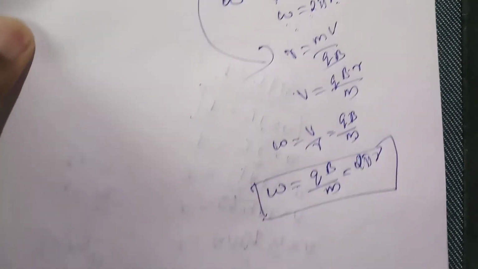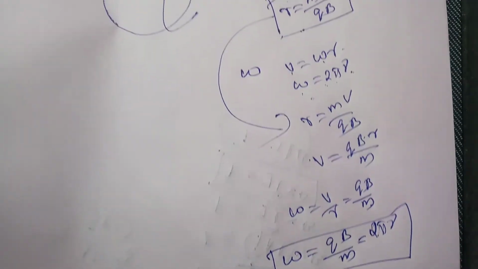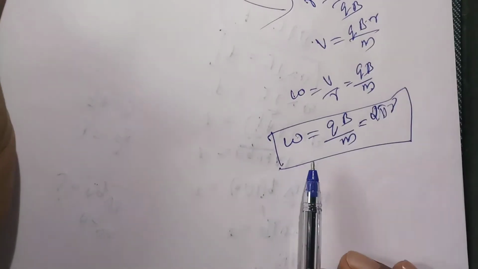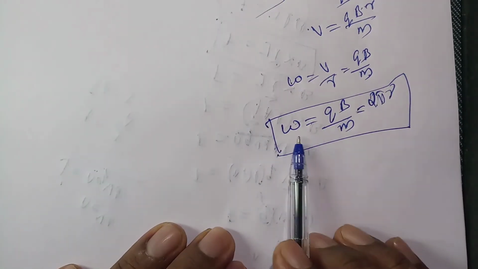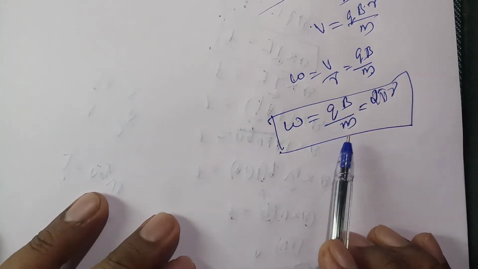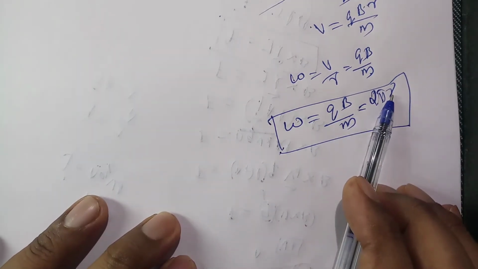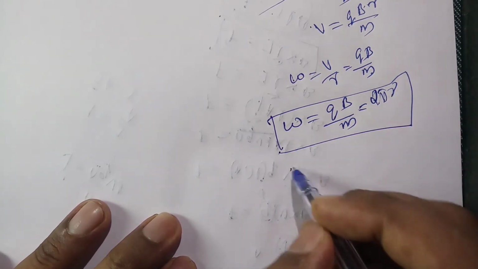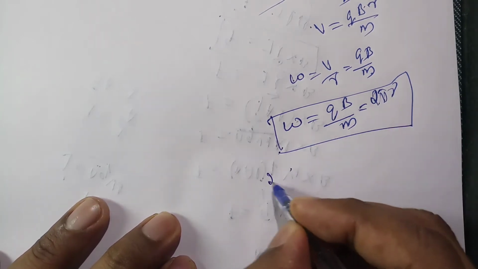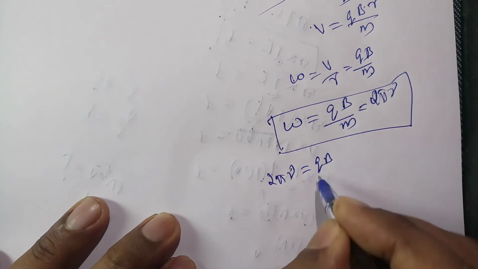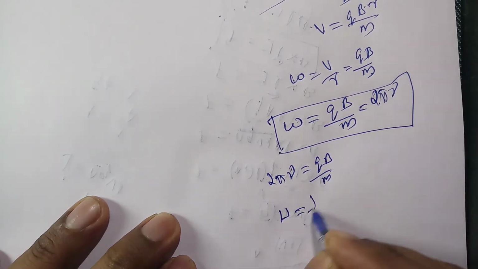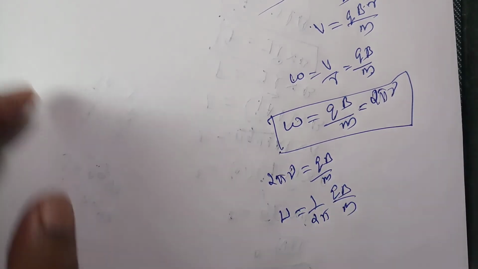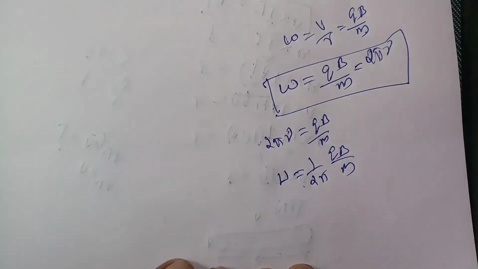That is, when a charged particle is moving in a circular path, the radius is given by the equation R is equal to mv by qB, and the angular frequency is given by omega is equal to qB by m. Now again this one is equal to 2 pi nu. So from this we can find out what nu is. From here, 2 pi nu is equal to qB by m, so nu will be 1 by 2 pi into qB by m. You will get it like this.